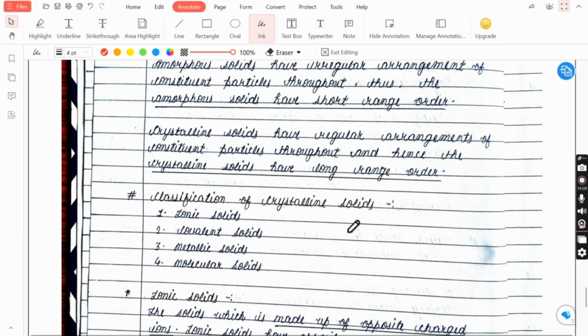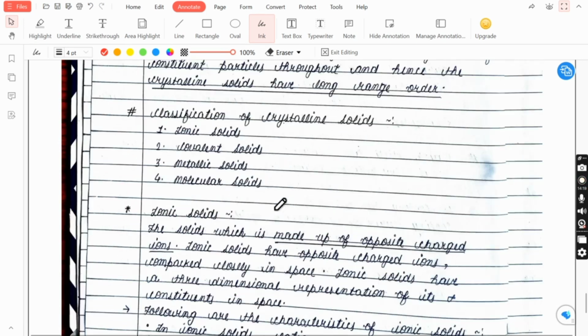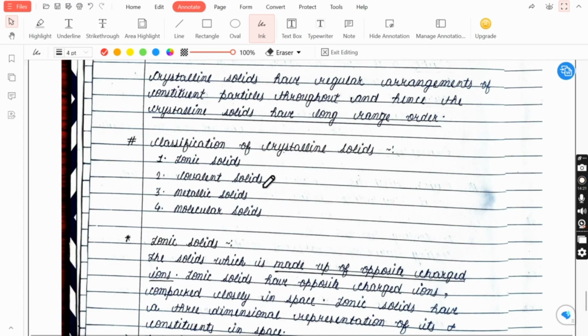Now we have the classification of crystalline solids. Inside the crystalline solids we have four types: ionic solid, covalent solid, metallic solid, and molecular solid. We will be describing them in upcoming lectures. Till now we are just visiting the names of the four parts of crystalline solid: ionic solid, covalent solid, metallic solid, and molecular solid.